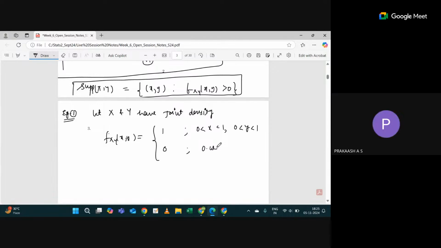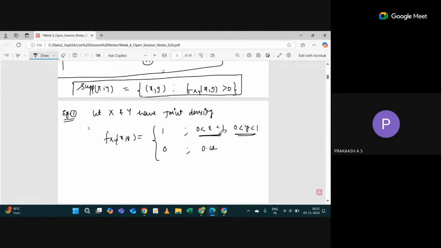Sir, what may support be? Is it the limits? Correct. There you define the support, which is nothing but the set of all points which satisfy the condition that the PDF should be greater than 0.